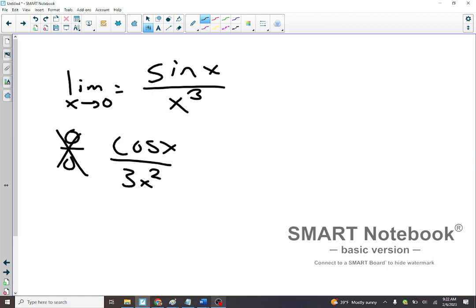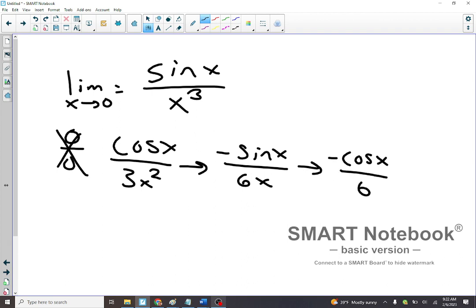Now if I plug in 0, what's the problem? Still 0 over 0, so not helpful. So I gotta do it again. Derivative of cosine, negative sine x. Negative sine x over 6x. Plug in a 0, same problem. Next one: negative cosine x over 6. If I plug in 0, cosine of 0 is your x value, so that's a 1. So it equals negative 1 over 6.